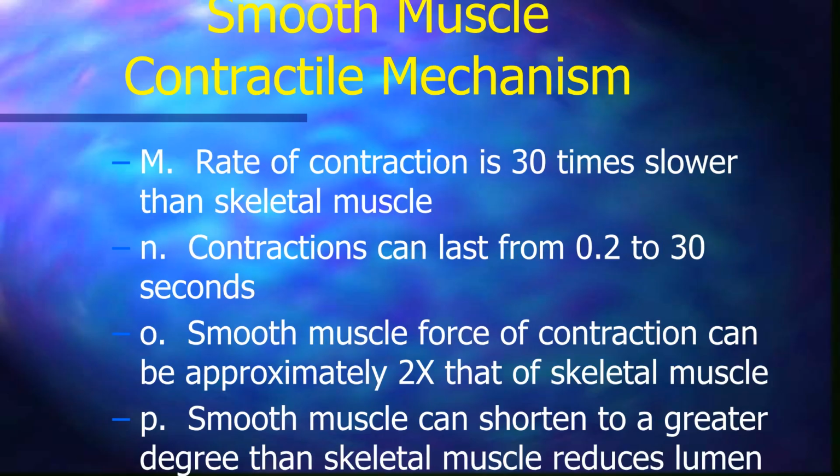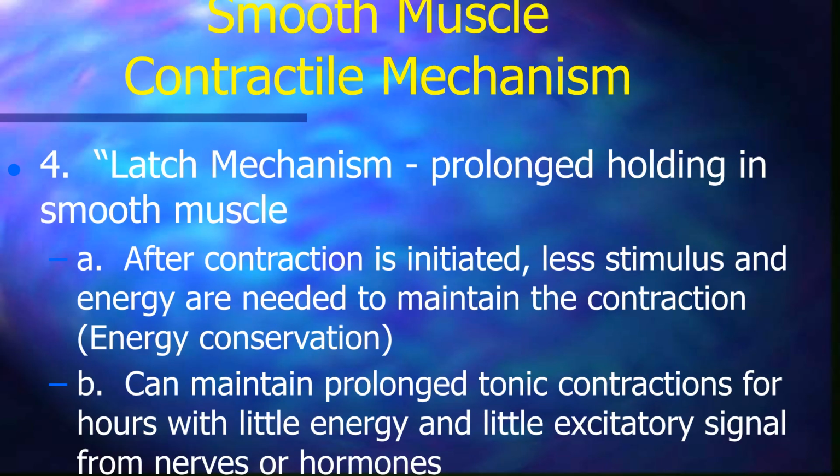The latch mechanism allows for prolonged holding in smooth muscle. Once contraction starts, less stimulus and energy are needed to maintain it, conserving energy. It can maintain tonic contractions for hours with minimal energy or excitatory signals. The latch mechanism involves lower enzyme activation, allowing the myosin head to remain attached to actin for long periods.